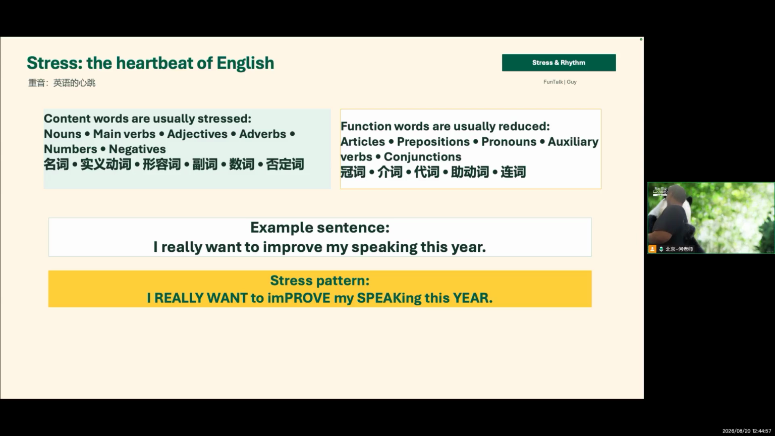So you see, I stop here. I really want to improve. See, this one is really fast. To improve. I really want to improve my speaking this year. See, so pay attention to that. We're gonna go deeper into it. We're gonna understand better.